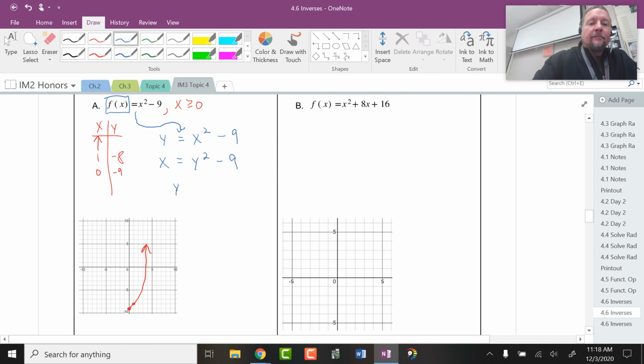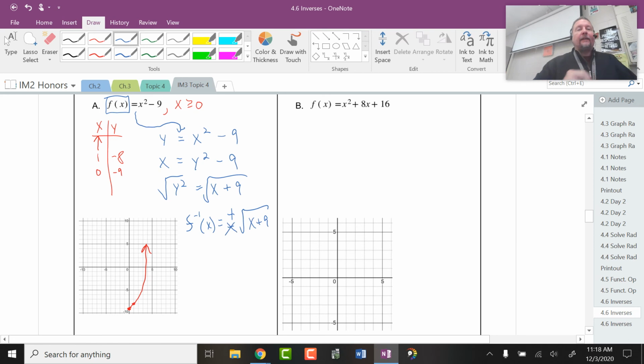Add 9. A square root. Now, here's the kicker. And you could skip this step too. It's going to be y equals. You can now call it the inverse of f of x. Oh, plus minus. Here's what the restricting of the domain did for you, though. You don't do the minus part because of this restricted domain.